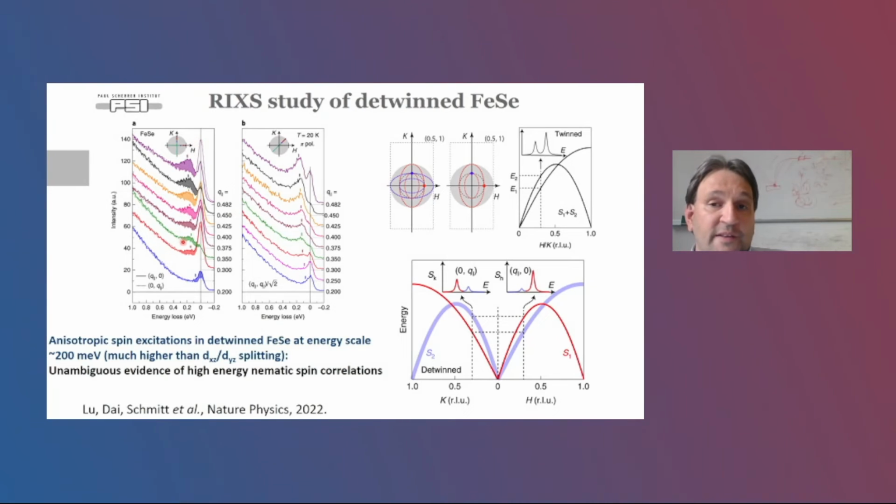And if you now look at the energy scale of these spin excitations, which is around 200 millivolt, you realize that the energy scale is much higher than the dxz and dyz orbital splitting. So what we now see from this is that we have a clear, unambiguous evidence of high energy nematic spin correlation.